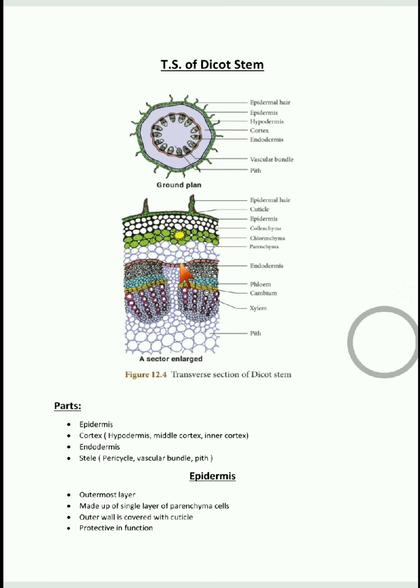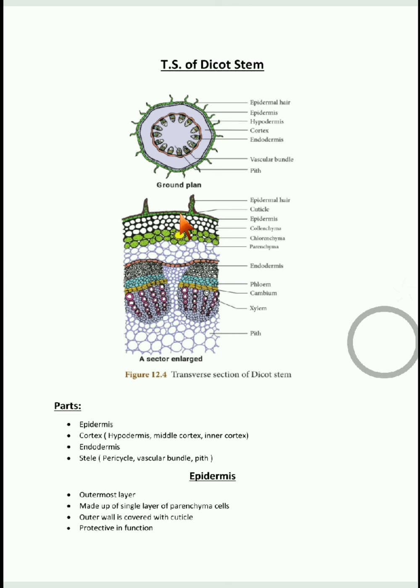Next we have stele. The parts which are present inner to endodermis are called stele. Stele includes pericycle. Then a vascular bundle is present. Vascular bundle includes phloem and xylem, and then a pith is present. In between these two vascular bundles we can see a medullary ray also. So first we will move on with the outermost layer, that is the epidermis.